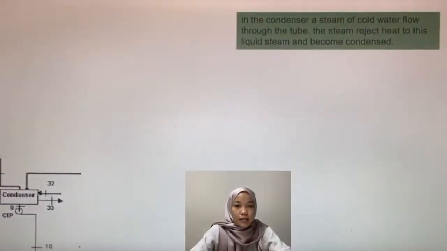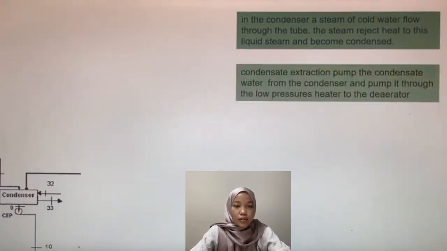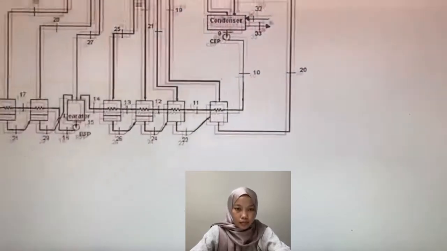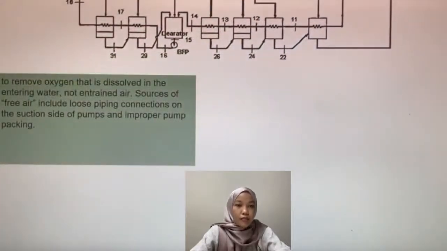The exhausted steam has to be condensed immediately to give space to the steam behind it. This happens in the condenser. In the condenser, a stream of cold water flows through the tubes. Steam rejects heat to the liquid and becomes condensed. The condensate extraction pump takes the condensed water from the condenser and pumps it through the low pressure heaters to the deaerator. In the deaerator, the purpose is to remove oxygen that is dissolved in the entering water, not entering air.